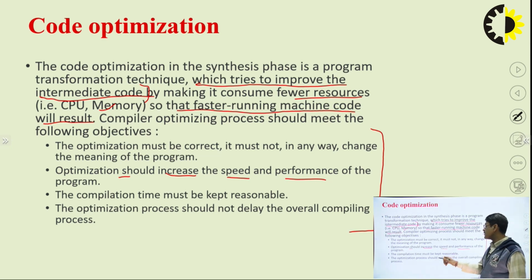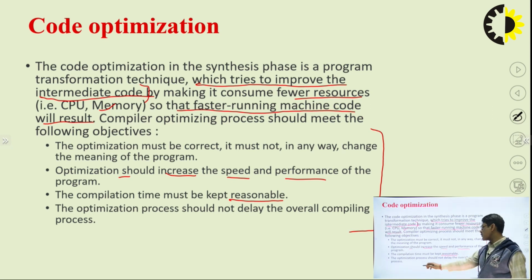The third one is that the compilation time must be kept reasonable. Whatever compilation time is required to apply this optimization must be reasonable. It should not be too much, and it should not be too little, because if it is less, then complexity is increased. So we have to balance this.